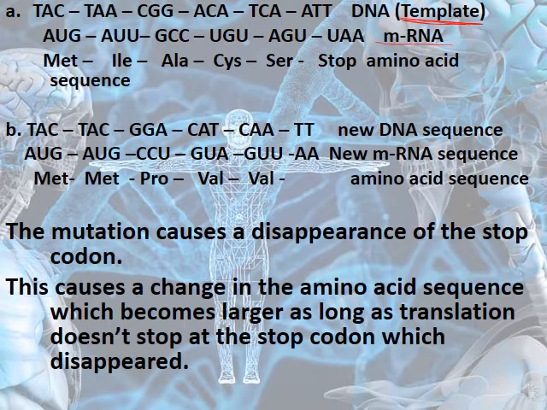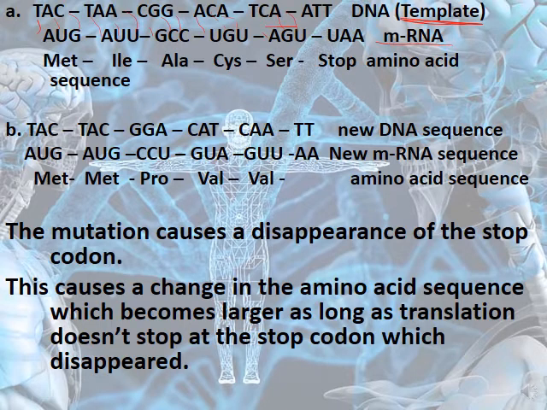So the complementary of T is A. The complementary of A is T, but you have to put U. C is G. T is A. A is U. A is U. C is G. G is C. G is C. A is U. C is G. A is U. And T is A. C is G. And A is U. And also A is U. T is A. And T is A. So we have the sequence of the mRNA.